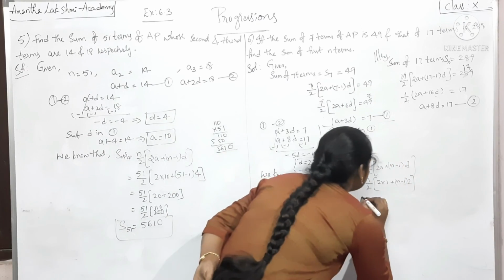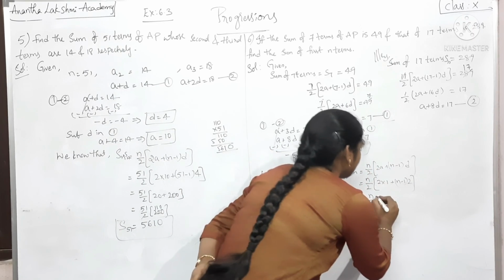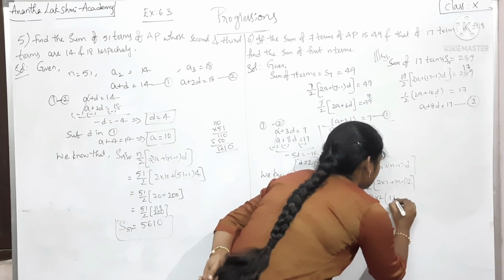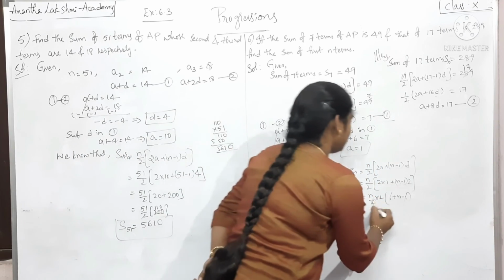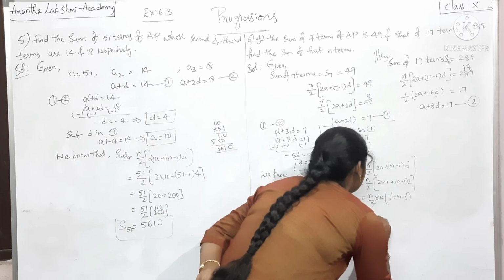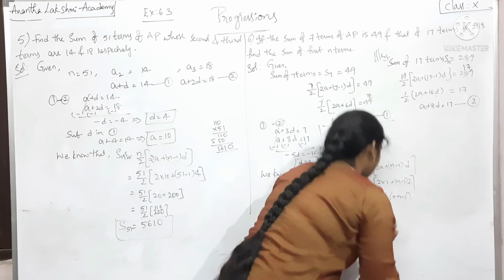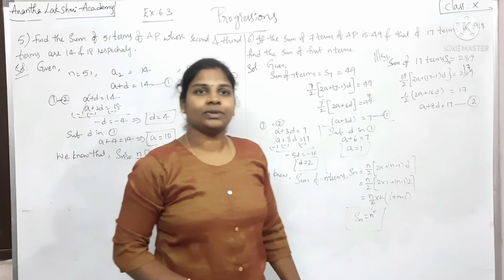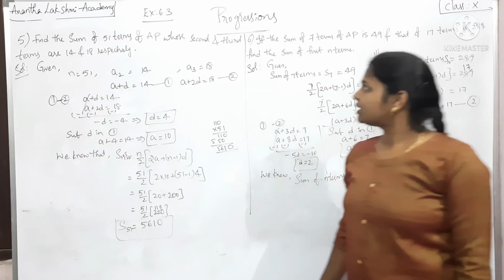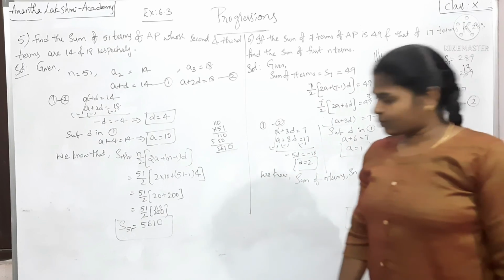Okay. So now this becomes n by 2 into 2 and 2. If I take 2 common, this becomes 1 plus n minus 1. 1 gets cancelled, 2 gets cancelled. This is going to be n into n, n square. So the sum of n terms is going to be n square. Alright, that is about the 6th problem of exercise 6.3.